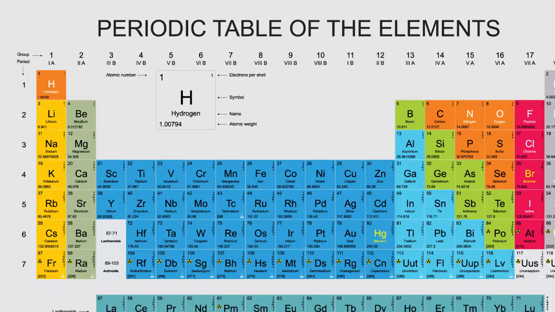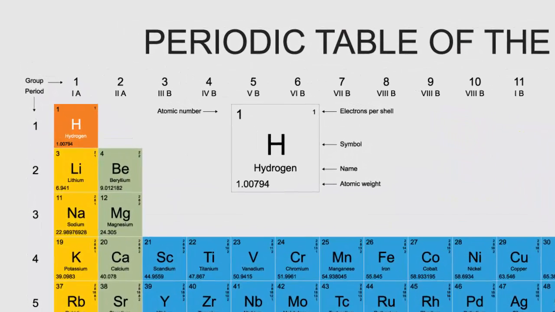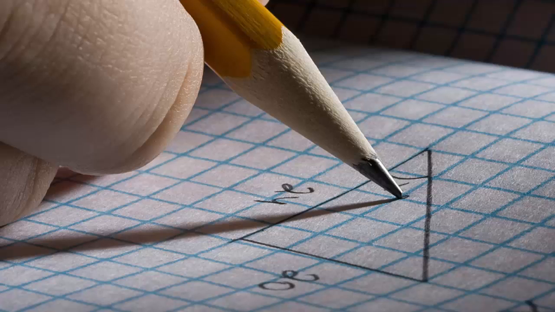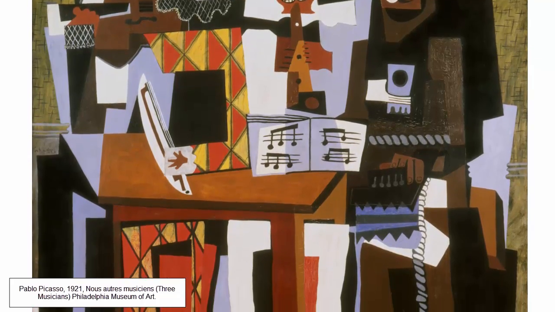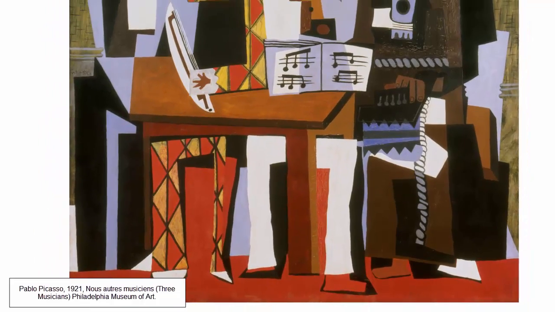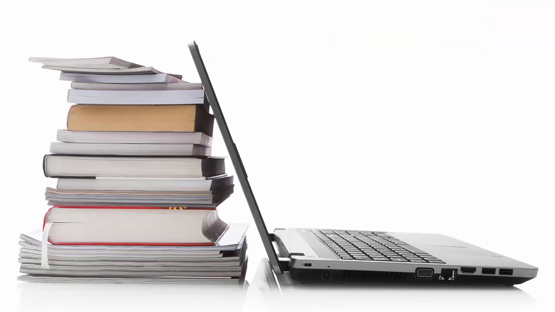In chemistry, the periodic table is an abstract diagram representing lots of information about much of human knowledge relating to Earth's materials. Most of mathematics involves abstraction. Even something as simple as a triangle is an abstraction of points, lines, and angles. Art. In his painting, Three Musicians, Pablo Picasso's abstract shapes and colors come together to form a picture that we recognize as three individuals playing instruments.